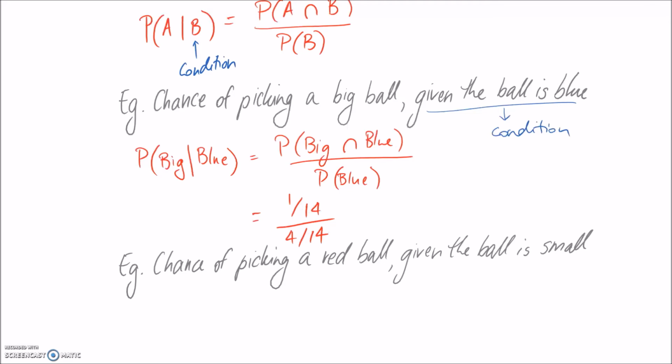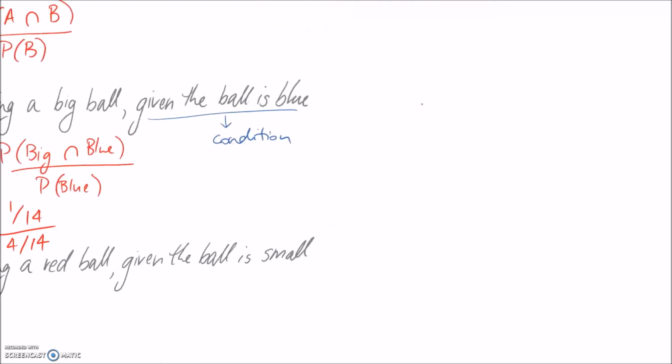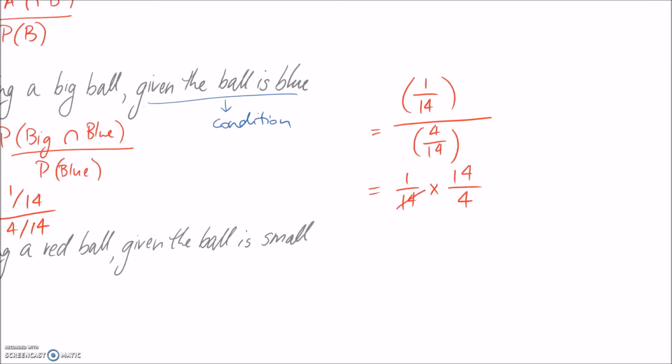Alright, so to simplify this, I'm going to do it a bit longhand this first time. So if you wanted to, you could write this as 1 on 14 over 4 on 14 like this. And remember that dividing fractions is the same as multiplying by the reciprocal. So you can write this as the 1 on 14 multiplied by, reciprocal means flip this over, so 14 on 4. So what we're going to find is that the 14s then cancel top and bottom line, and you're left with 1 on 4 as being the answer. Okay, if you wanted to, you could then write this as a decimal, which would be 0.25.